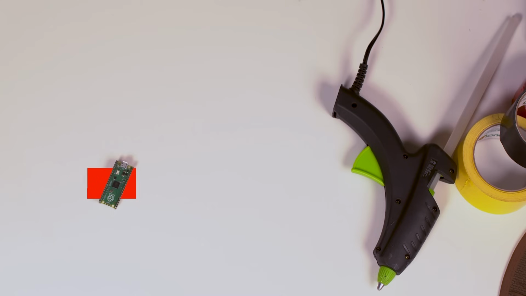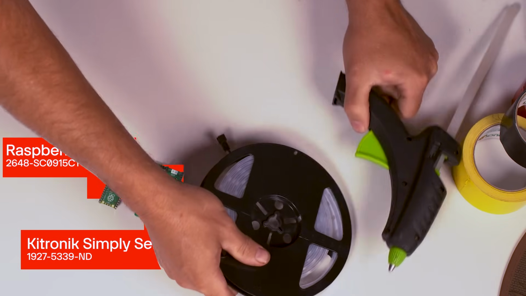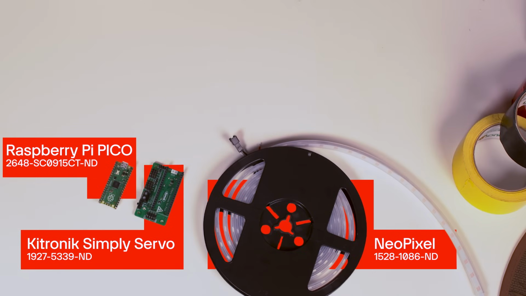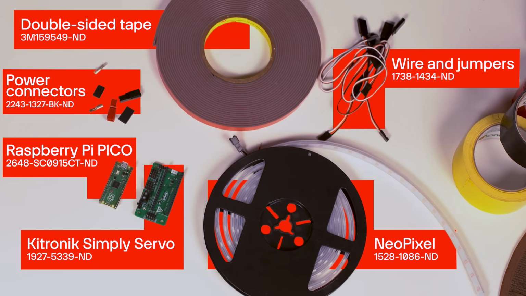In this video, we'll be hacking into the flight system of one of my combat airplanes to give it a new design as a night flyer. We're going to start with a fresh platform, a Raspberry Pi Pico, a Kitronik Simply Servo board, a few strings of NeoPixel LEDs, double-sided tape, jumpers, and some power connectors.